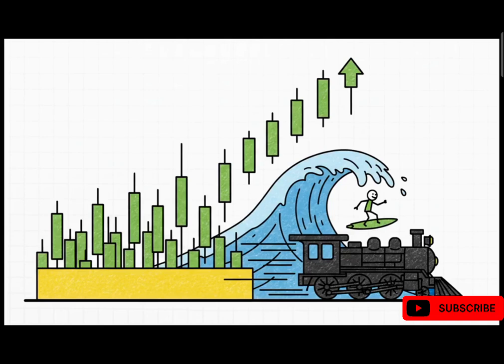Recognizing this allows you to stop fighting a runaway train, cancel those limit orders you placed way too low, and instead find a way to just ride that massive wave of institutional momentum.